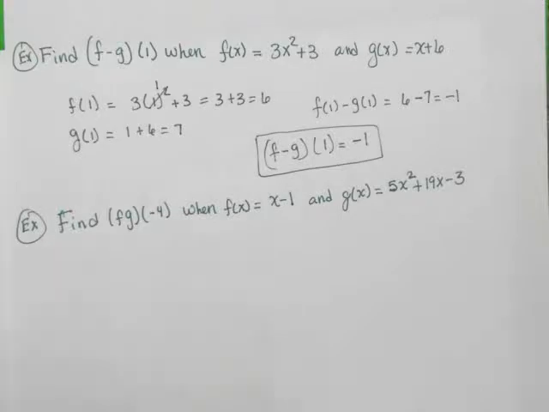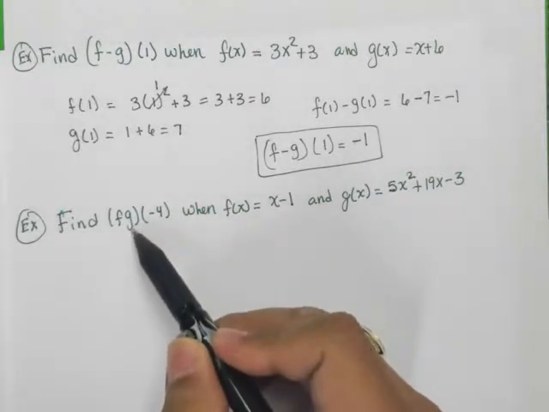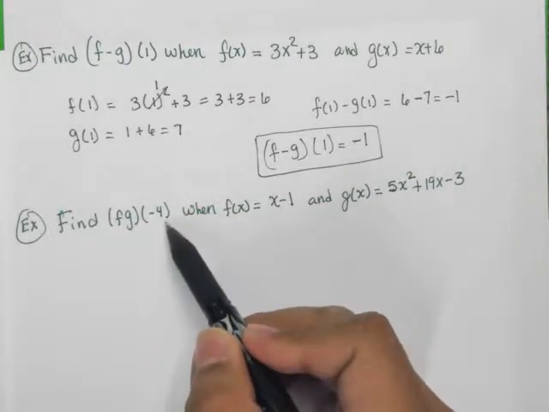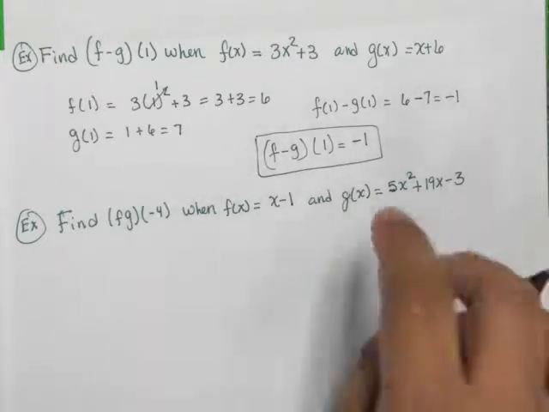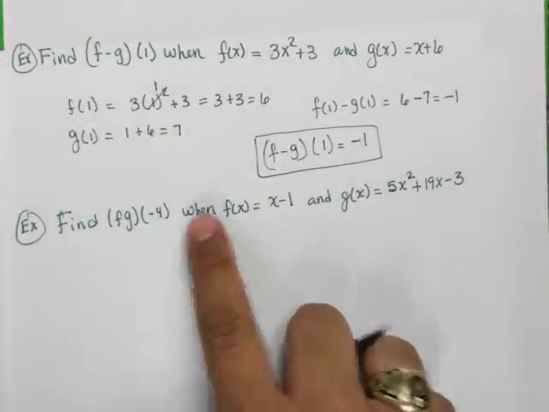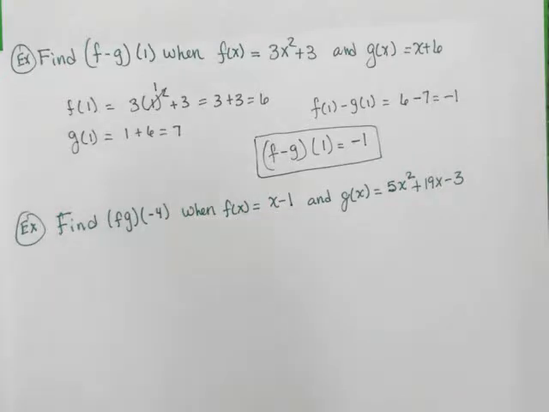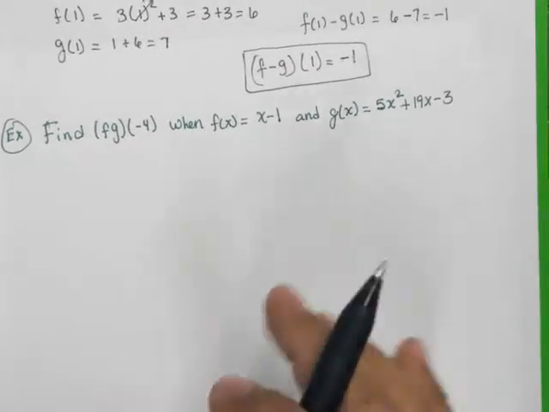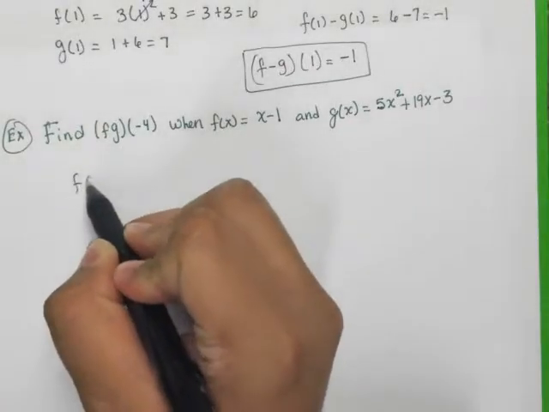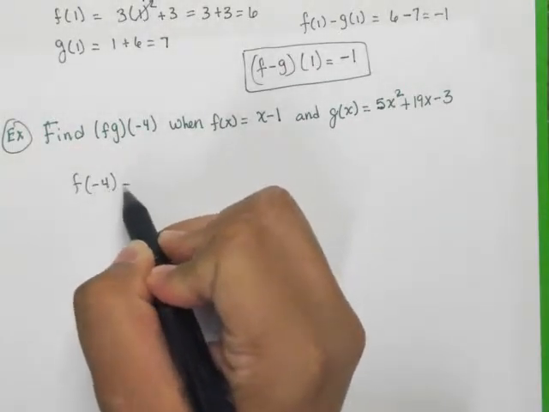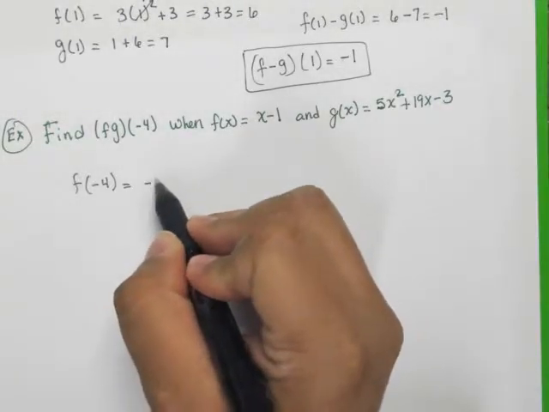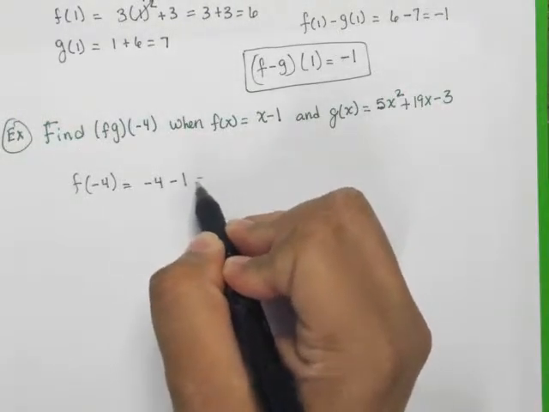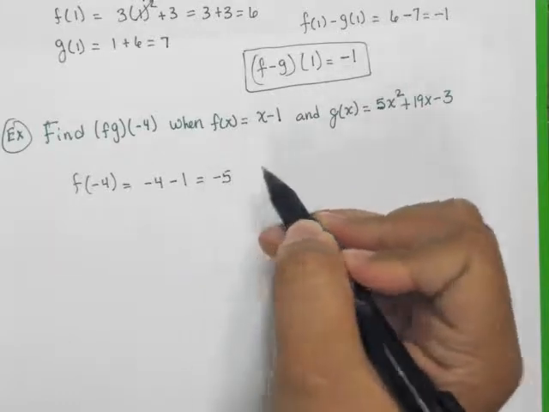So using the same principle, this one says f times g of negative 4. So what we're going to do is follow the same principle. Plug in the negative 4 first, and then we're going to multiply. So let's go ahead and do that. All right, so let me move this up just a little bit. And I'm going to say, okay, what is f of negative 4? Okay, so it is negative 4 minus 1, which is negative 5.